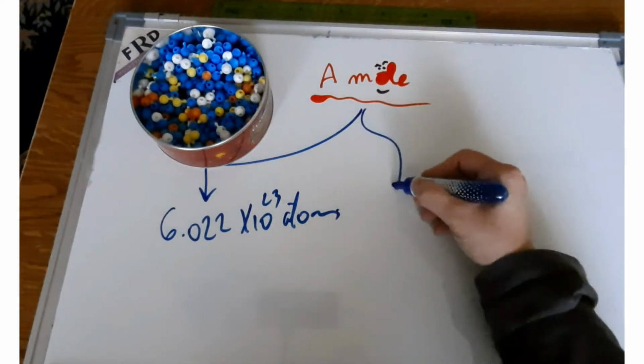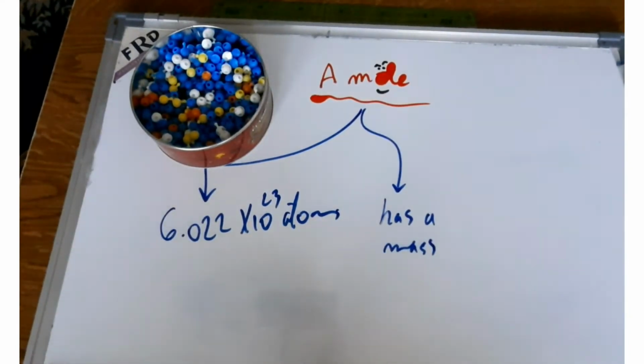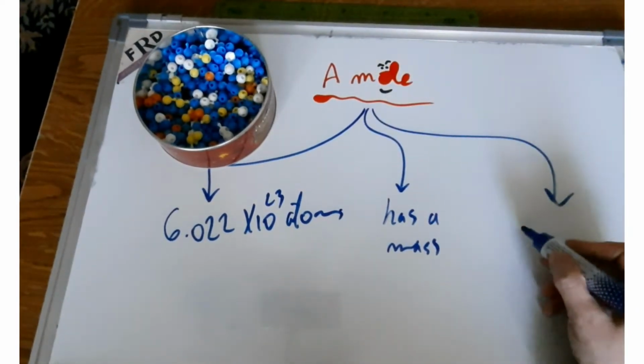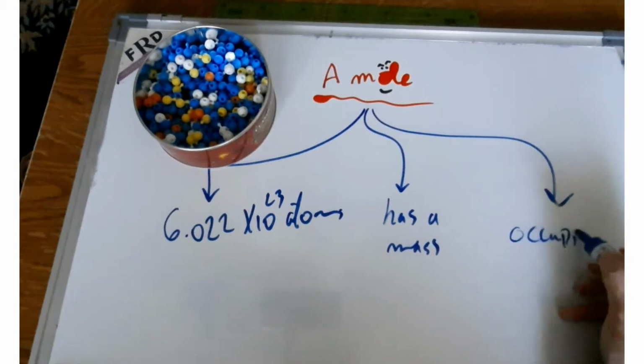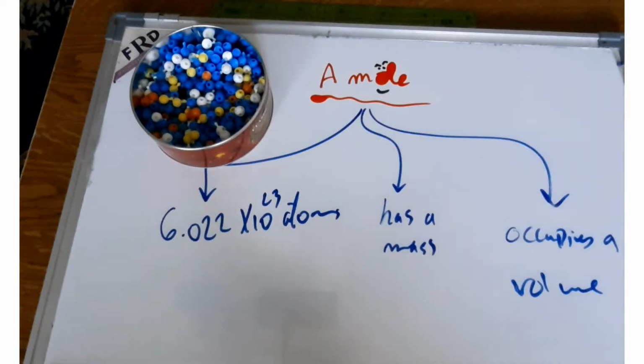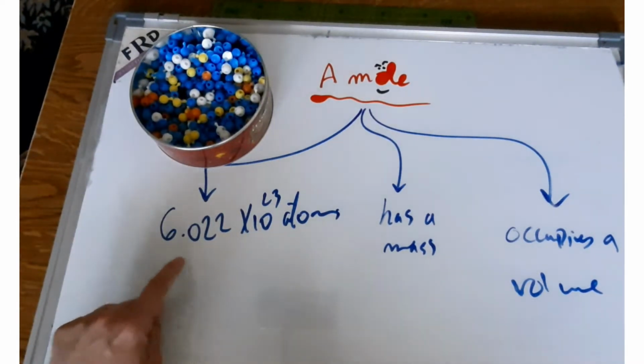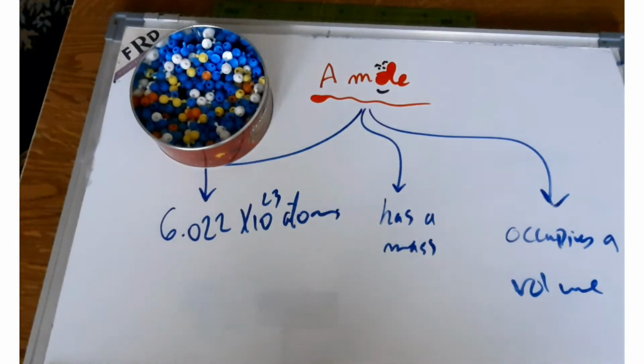Also, a mole has a mass. Also, a mole occupies a volume. So again, a mole is an amount represented by Avogadro's number, 6.022 times 10 to the power 23 atoms. A mole has a mass. A mole occupies a volume.